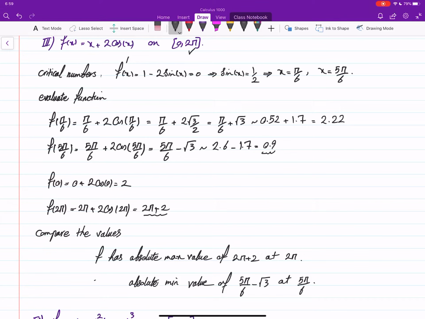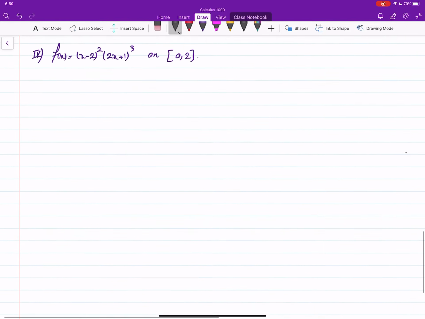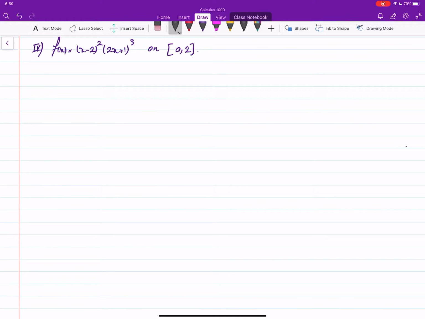Critical numbers, evaluate, and then compare the values. Let's do this last example here. Well, again, we will start with the critical numbers. f prime of x. Well, differentiating these, it will not be a different thing than the other ones, but you have to use the product rule: derivative of the first one times the second one plus the first one times the derivative of the second one.